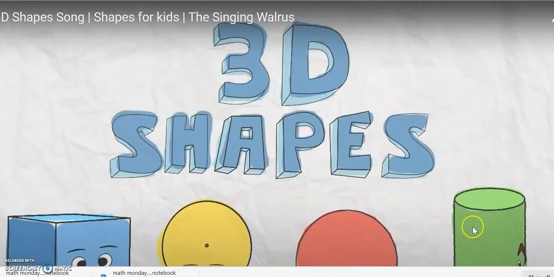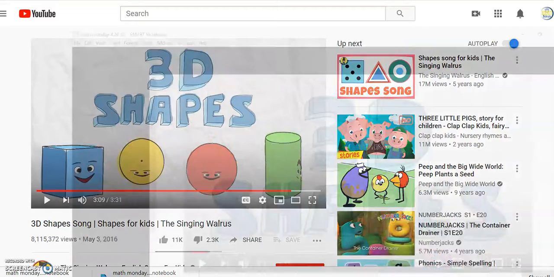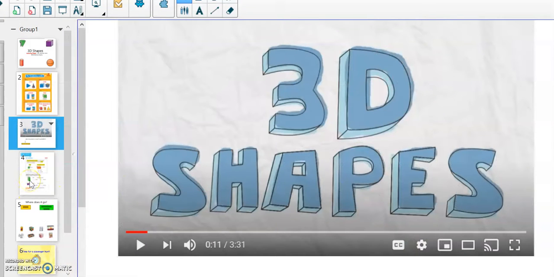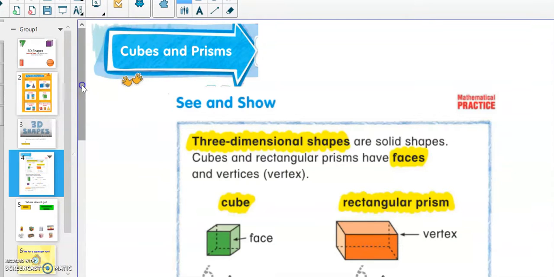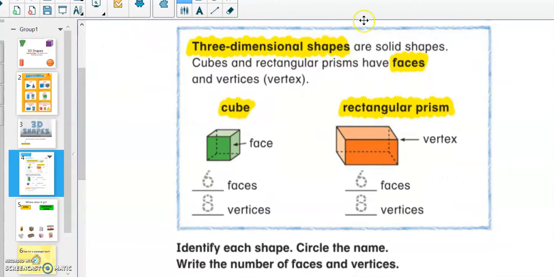All right, so we saw the 3D shapes, the cube, cone, sphere, and cylinder. Now we're going to look at our paper. So see and show. So 3D shapes are solid shapes, which means they're shapes we can hold in our hands. Cubes and rectangular prisms have faces. Faces are the parts of the shapes that are flat, and they have vertices or a vertex. Just like the flat shapes, we know that the vertex were the corners, and the vertex of a 3D shape are also the corners.